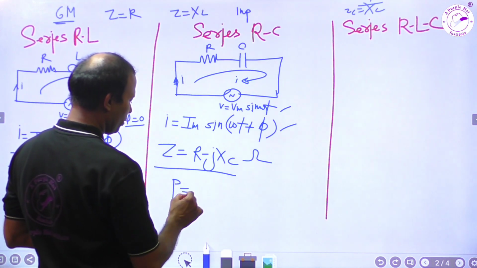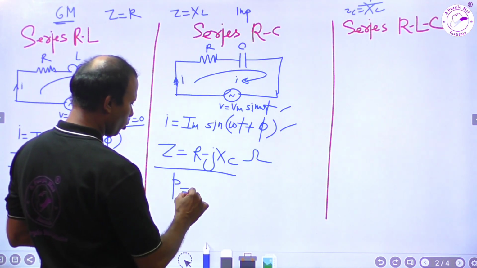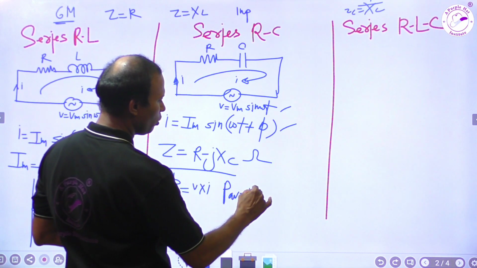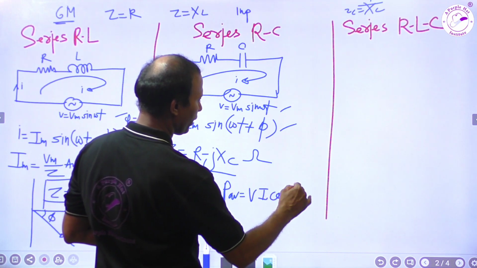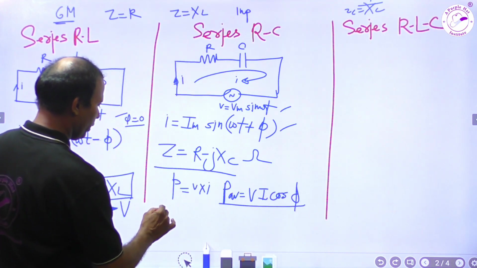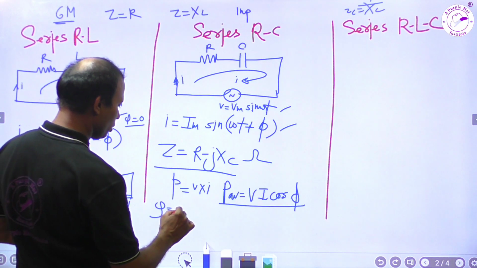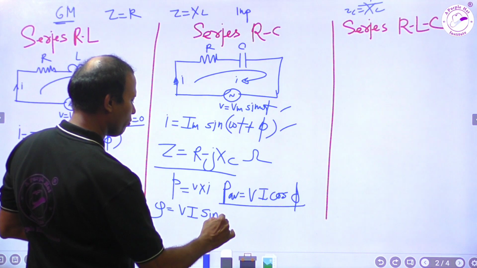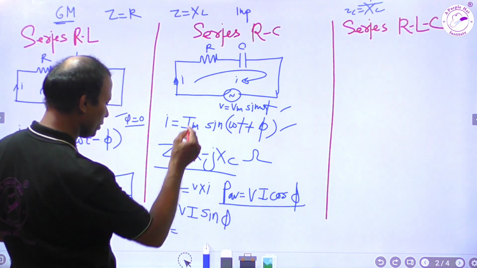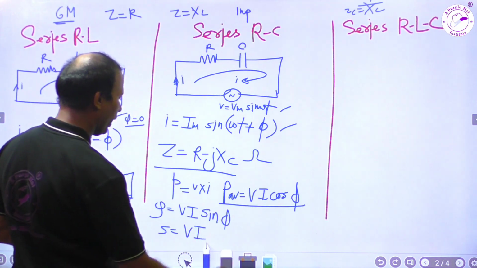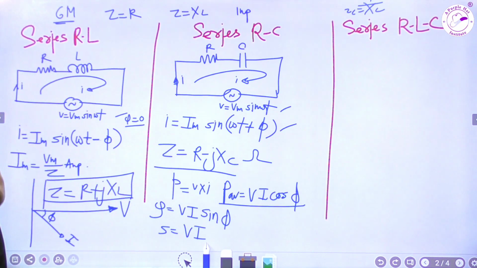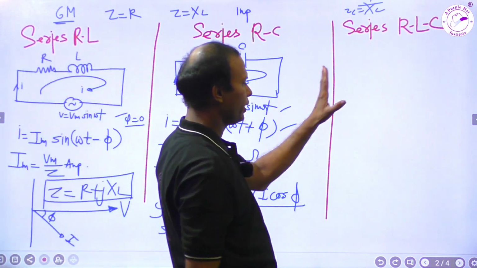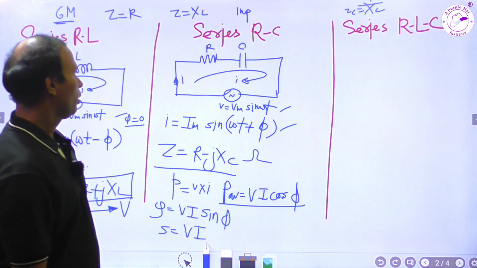Instantaneous power is the product of V into I, and average power P average is equal to VI cos phi. This is active power, and reactive power for this RC case is equal to VI sin phi, and apparent power for this case is equal to the product of V and I. The power expressions will be common for the inductive circuit, RL circuit, capacitive circuit, as well as for the RLC circuit.